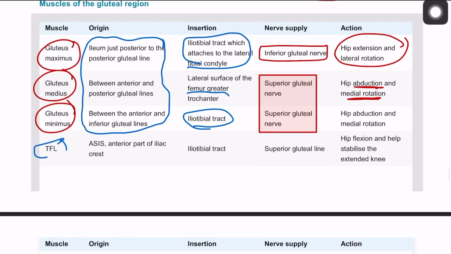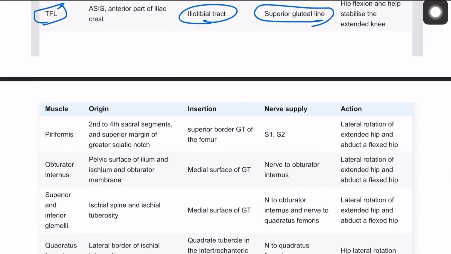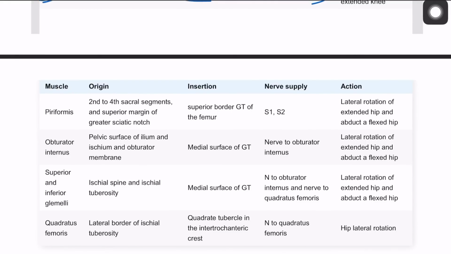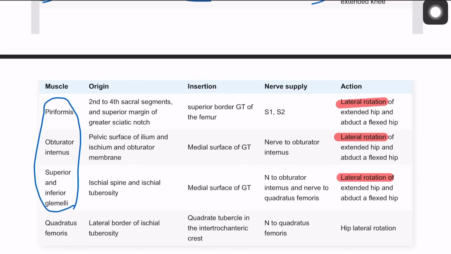Tensor fascia lata, we talked about the origin and the insertion, and the nerve supply is the superior gluteal nerve. You have some other muscles: the piriformis muscle, obturator internus, and also superior and inferior gemelli, and the quadratus femoris. Those are the lateral rotators of the hip joint. So all of them, you will see lateral rotation is the main function. Nerve supply for obturator internus is the nerve to obturator internus. For superior and inferior gemelli, it's the nerve to obturator internus plus the nerve to quadratus femoris, and that's why we're mentioning quadratus femoris in here as well.